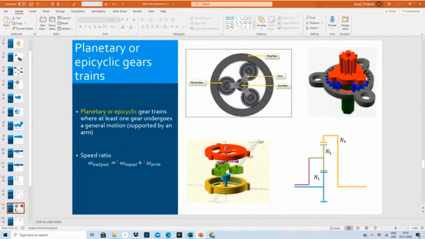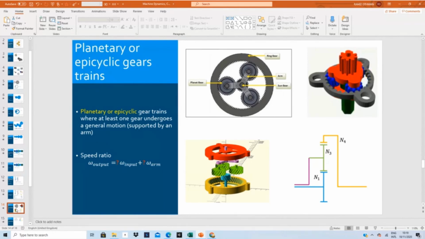Okay, the fourth example is the planetary gear train. The planetary gear trains are the epicyclic gear trains. They're used mainly, for example, in hybrid cars that use both a gas engine and electrical motors. And this we have seen in the first chapter because we have calculated mobility for this one and we have obtained that mobility is 2.